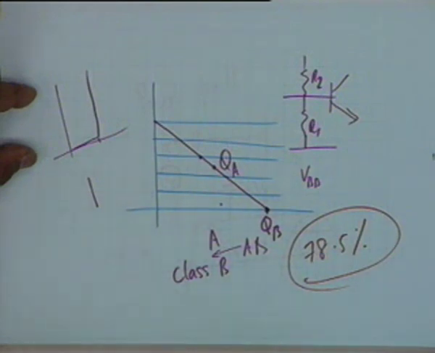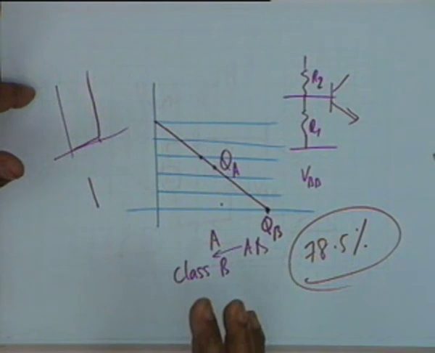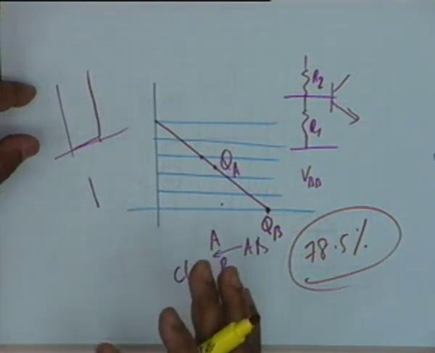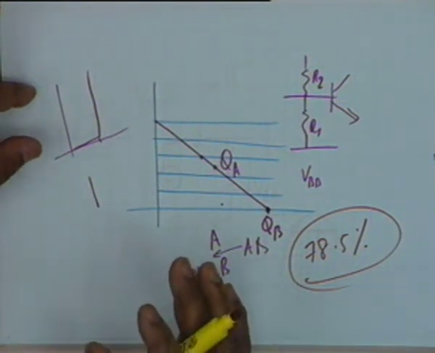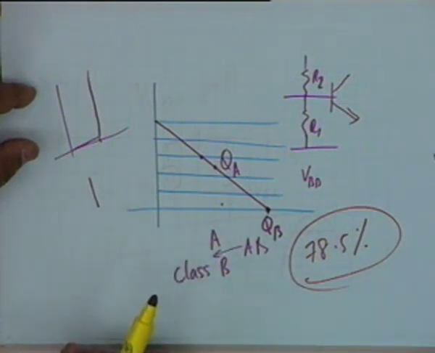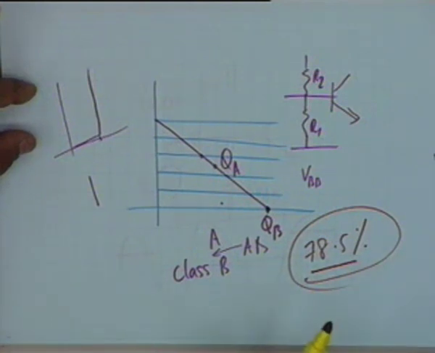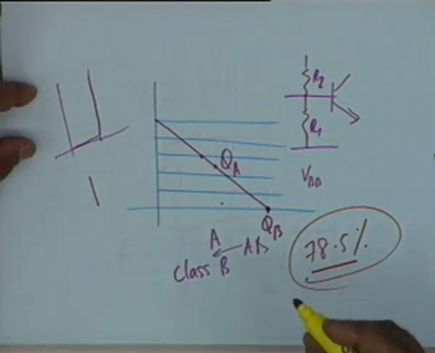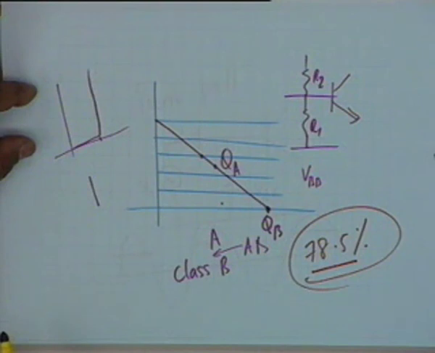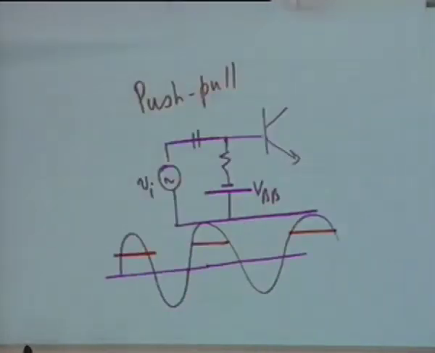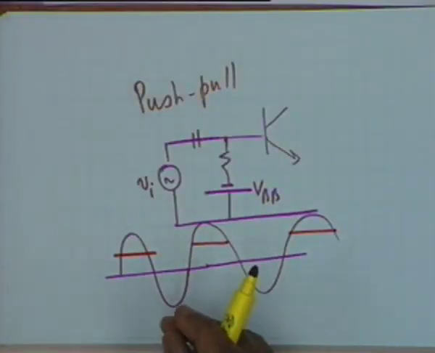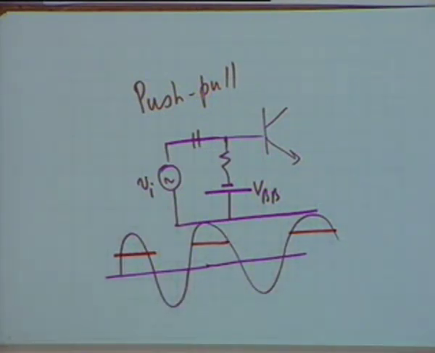Let us remember efficiency. Class A with a resistance load, maximum efficiency is 25%. Class A with a transformer coupling, maximum efficiency is 50%. Class B with push-pull operation, maximum efficiency can go to 78.5%. And class C, the efficiency can go further up. It can go to as much as 85% or so.